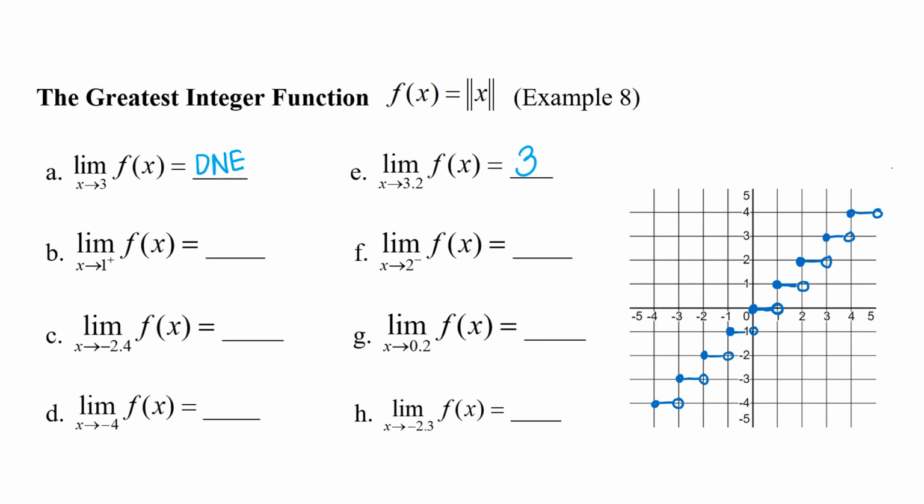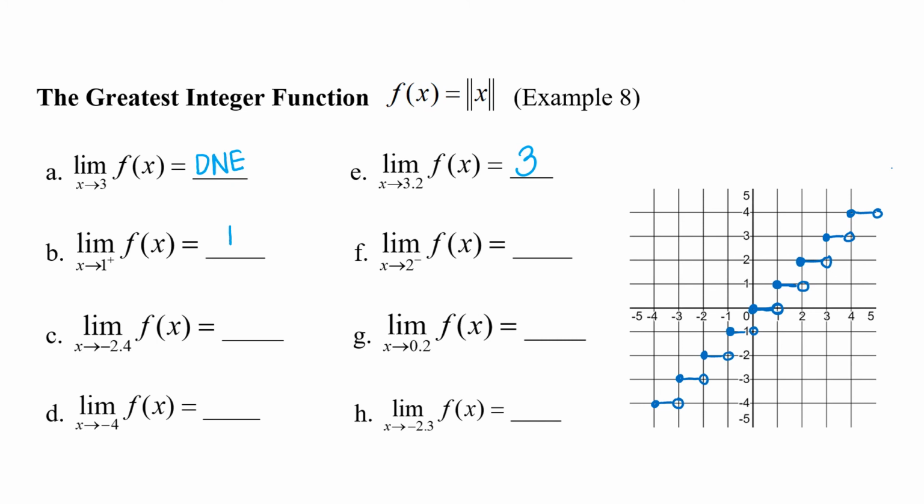Next up, I have the limit as x approaches 1 from the right. So now I'm only looking at my right-hand limit. Starting from the right of 1, as my inputs get closer and closer to 1, my outputs are also approaching 1 when I'm looking at that right-hand limit. If I were to look at the left-hand limit, I'd see that my left-hand limit is 0. So my overall limit doesn't exist, but each of my left and right-hand limits still exist.